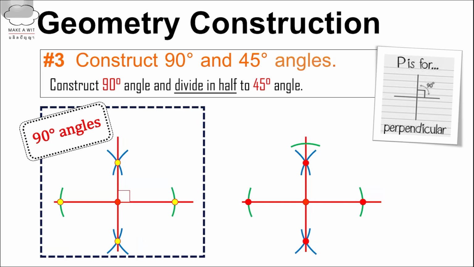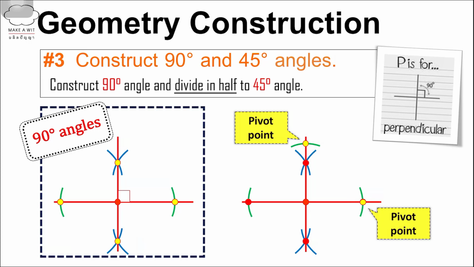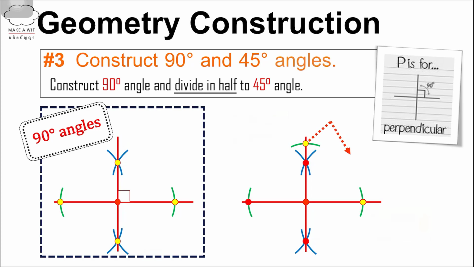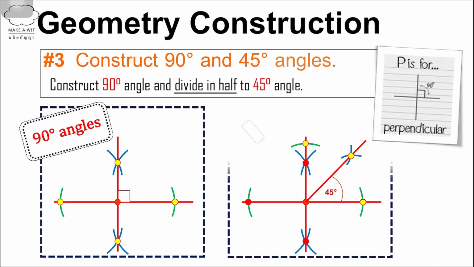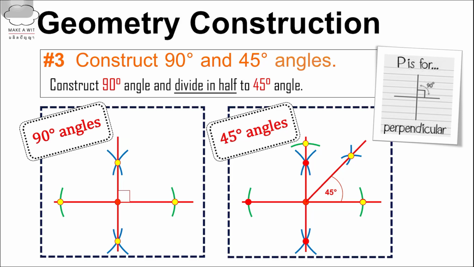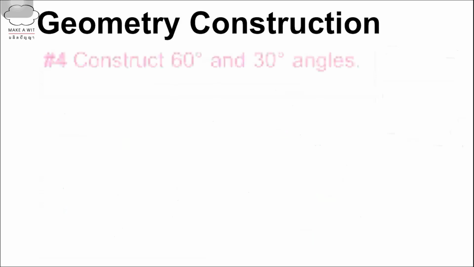And from those two new intersecting points here, they will be your new pivot points. And then try to cut in the middle. This time you can adjust your compass first, but the second time do not change the radius. Use the same radius to find the midpoint and new intersecting point. Then line it up. It will be a 45 degree angle for you, half of 90, okay? Easy peasy? Easy so far? Yes.